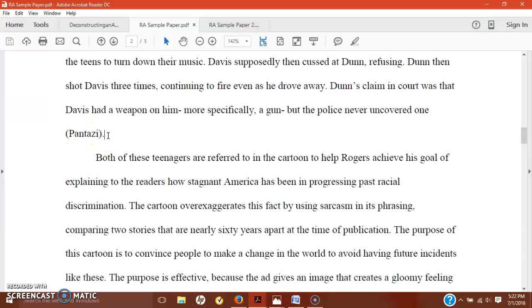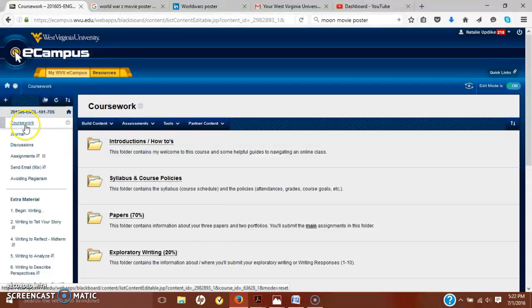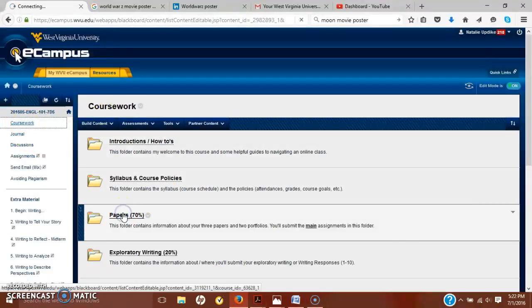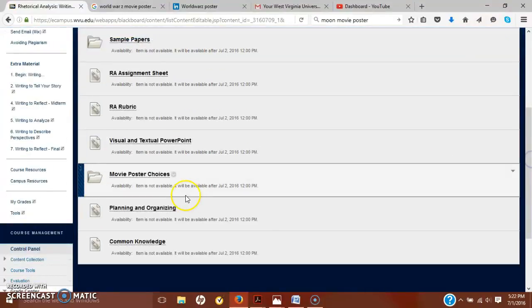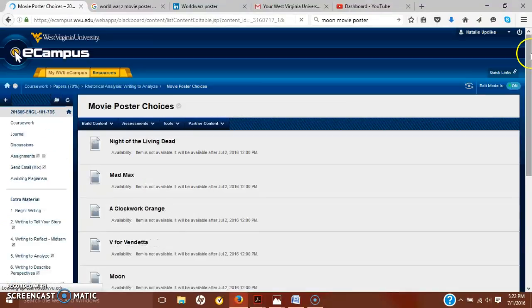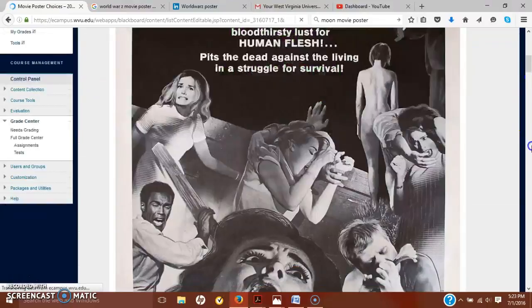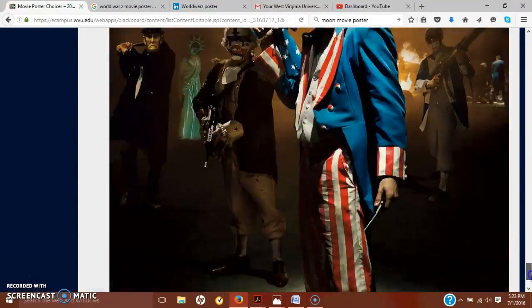For your papers, you're looking at movie posters, and they were all created within specific contexts, like any production, essentially. So the things that you might be most familiar with is like the Purge election year. It says, let's just go to it real quick. And again, these are under papers, rhetorical analysis, and movie poster choices. So I already mentioned a little bit of the Hunger Games, the 99% versus the 1%.